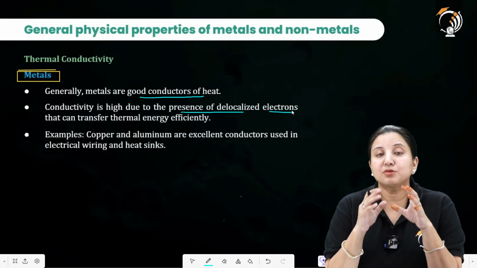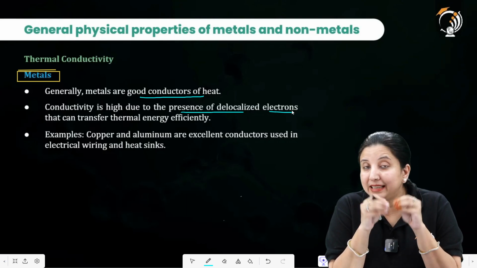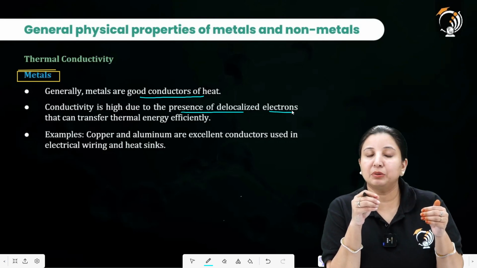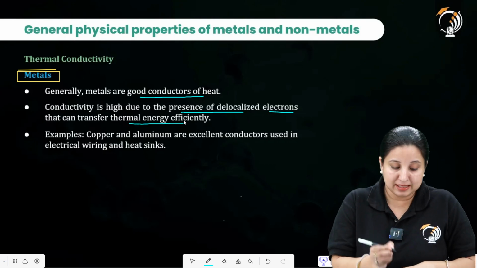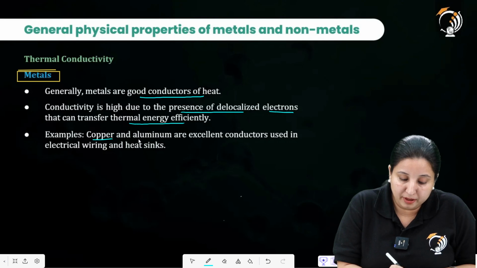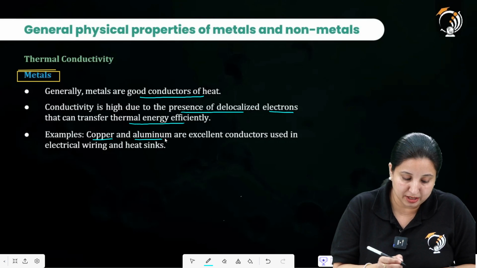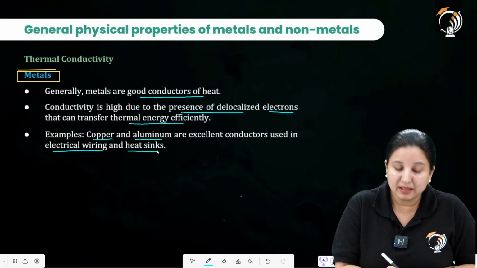Why? Because when you heat any metal substance, the delocalized electrons are going to transfer. When they transfer, the thermal conduction takes place efficiently. For example, if we talk about copper and aluminium, they are excellent conductors, and they are used in electrical wiring and heat sinks.